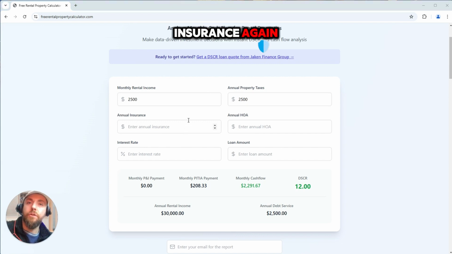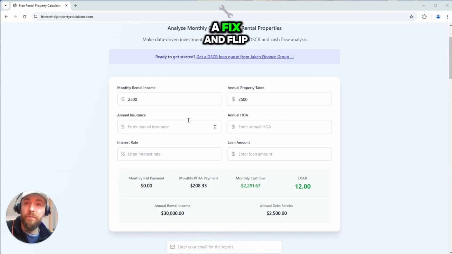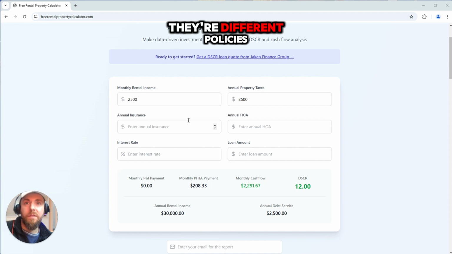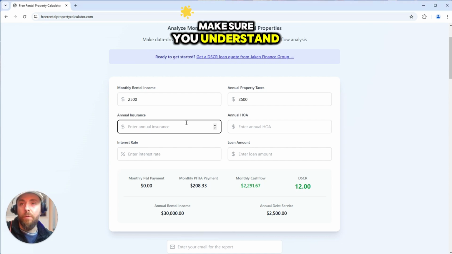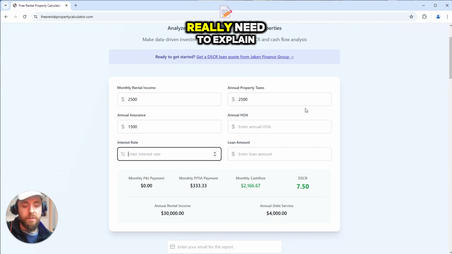Insurance, again, ensure that you know your insurance number for a landlord policy. The lender's going to want a landlord policy, and if you did a fix and flip, or a fix and hold rather, you likely had a liability and builder's risk policy. They're different policies. They cost different. Make sure you understand what your numbers are for insurance. HOA, that's obvious. I don't really need to explain that.